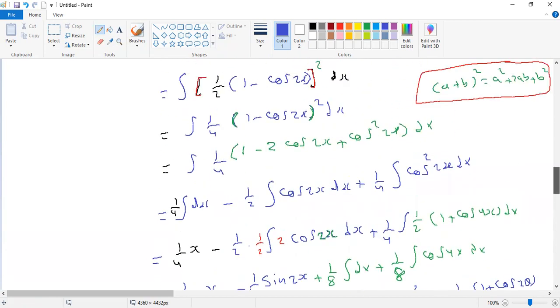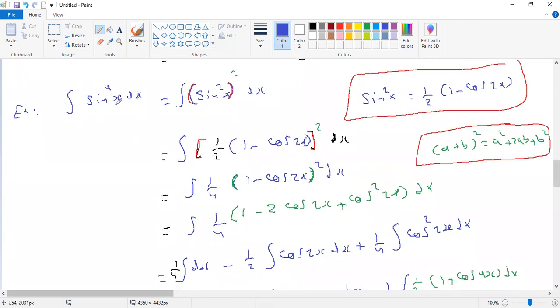Now again, just to repeat the last one: if I have sine to the power 6, where the power is even, we write one of them as 2 and the rest as the power. That means 6 becomes 2 times 3, so here 2, here 3. Sine squared is half of 1 minus cosine 2x. But there is power 2 again.